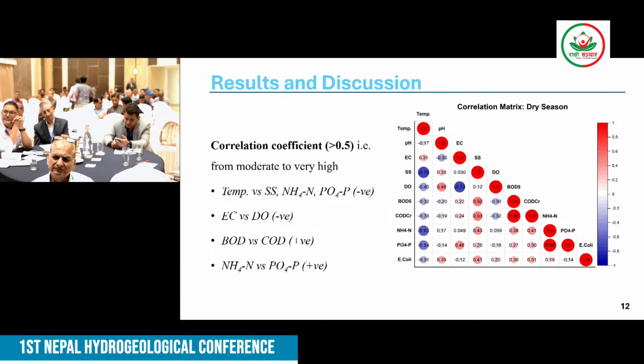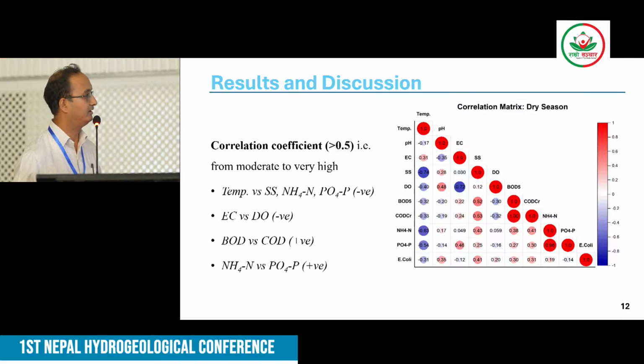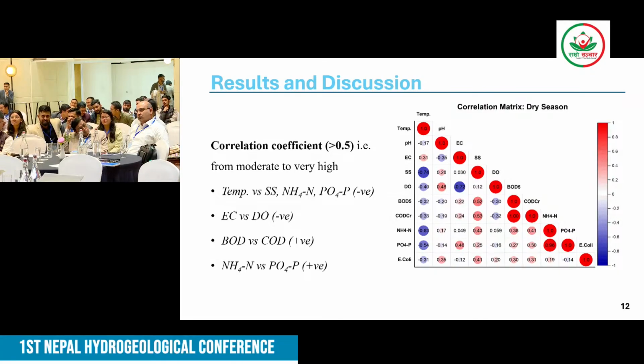So this is the correlation coefficient. You can see here there is a very high negative correlation of temperature with suspended solids, ammonia, and phosphate, and also EC, electrical conductivity, and DO. And for BOD and COD it is positive. Similarly, total phosphorus and total nitrogen are also positive. So this kind of correlation is obvious.